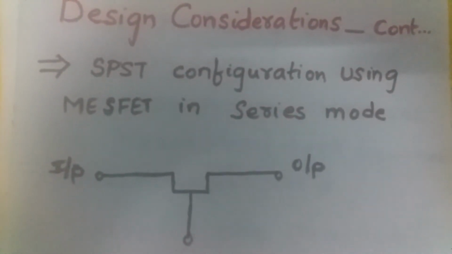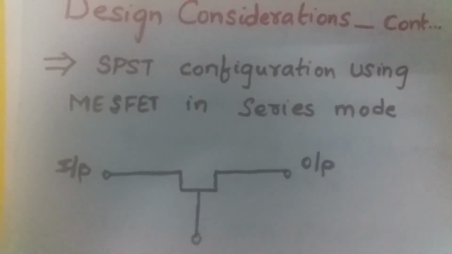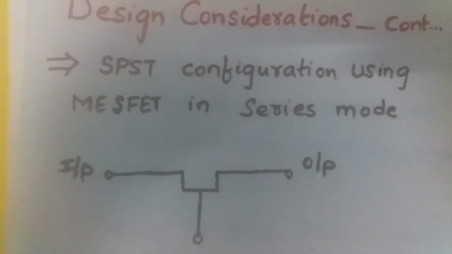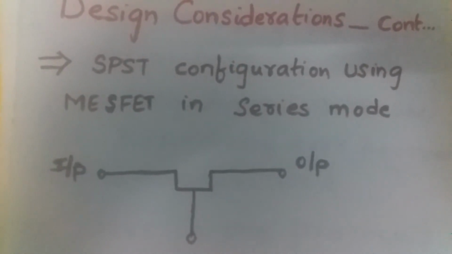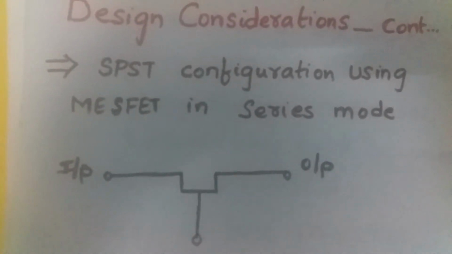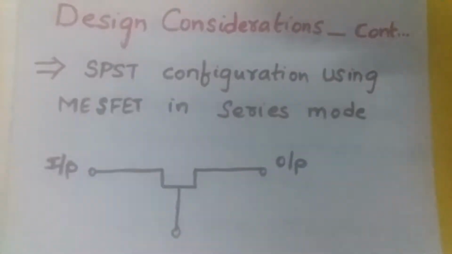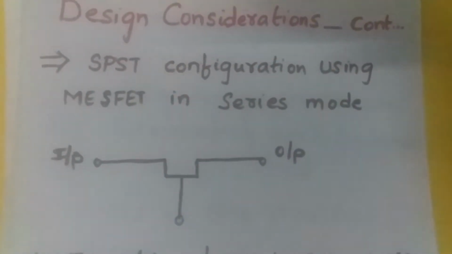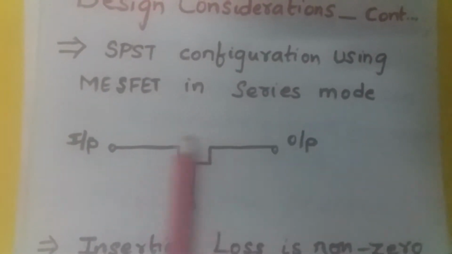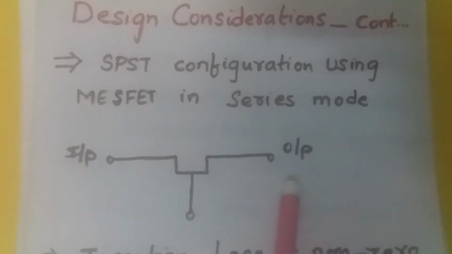In this session, let's have a look at some more design considerations of MMIC broadband SPST switch using MESFET. So we are trying to understand how a SPST switch can be designed using only one single series MESFET. Okay, so here the MESFET is used in series configuration. In the series configuration, if the MESFET is turned on, then the RF signal has a path from the input to the output. And if the MESFET is turned off, what happens? This is open and the RF signal will not have a path from input to output.